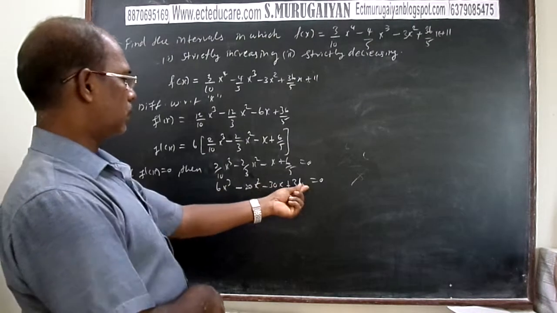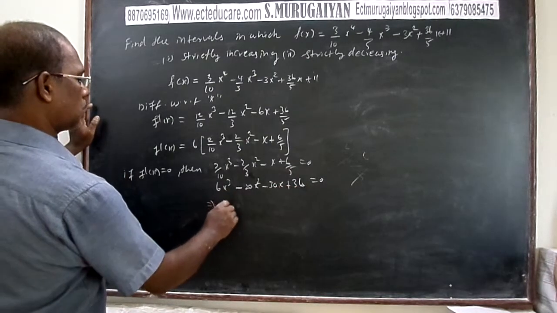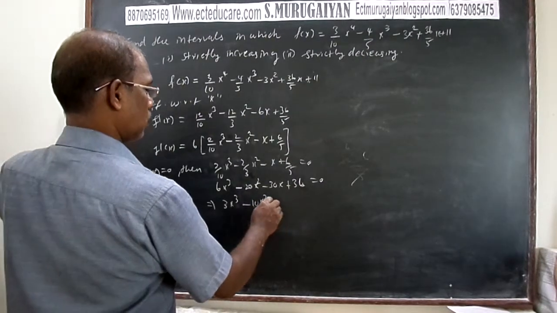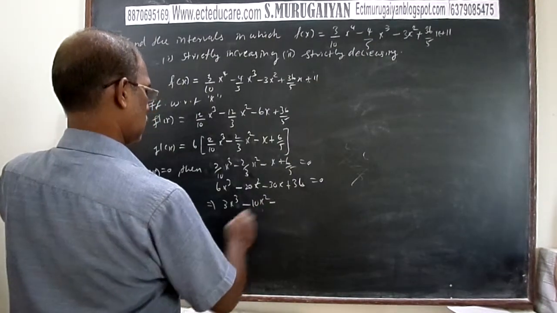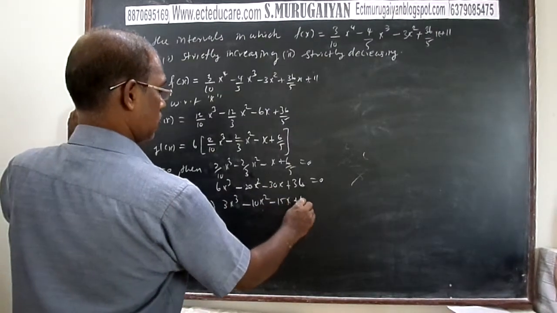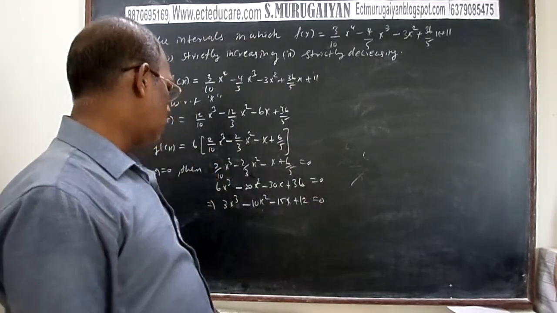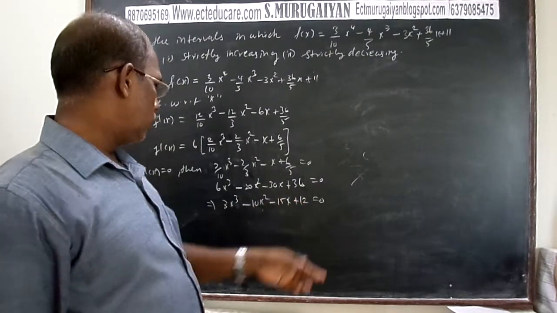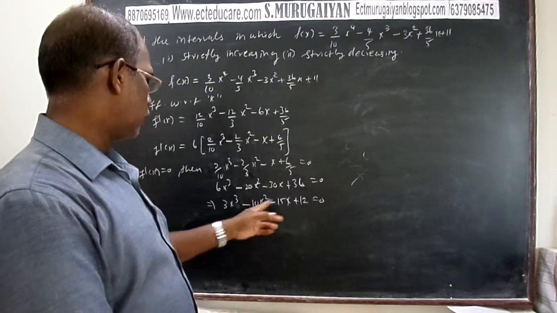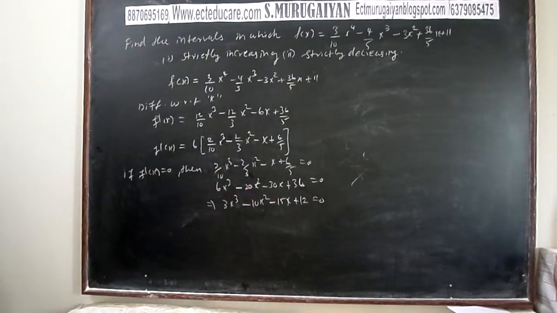Once again, we can simplify and divide by 2. This implies 3x^3 - 10x^2 - 15x + 12 equals 0. Then we have to factorize this. Just go through it.